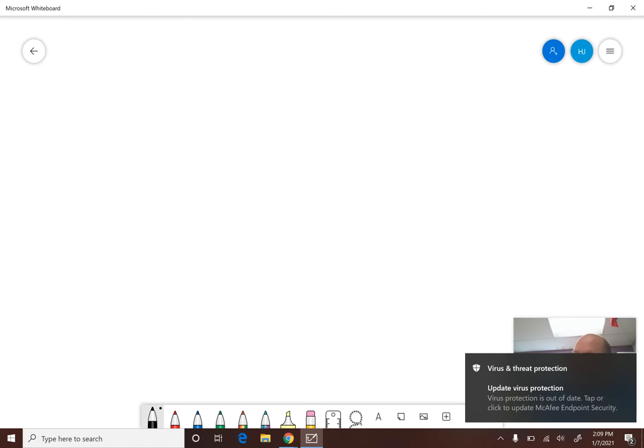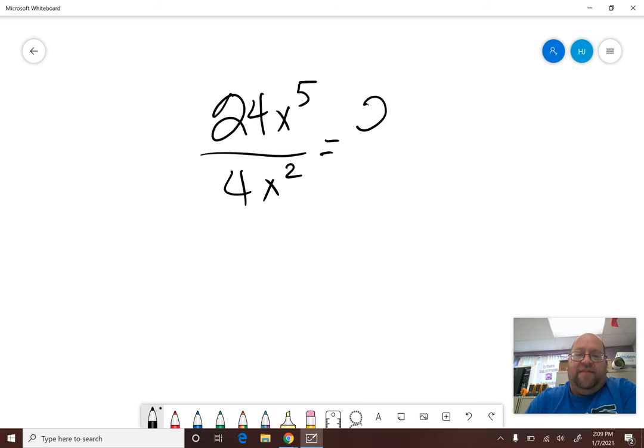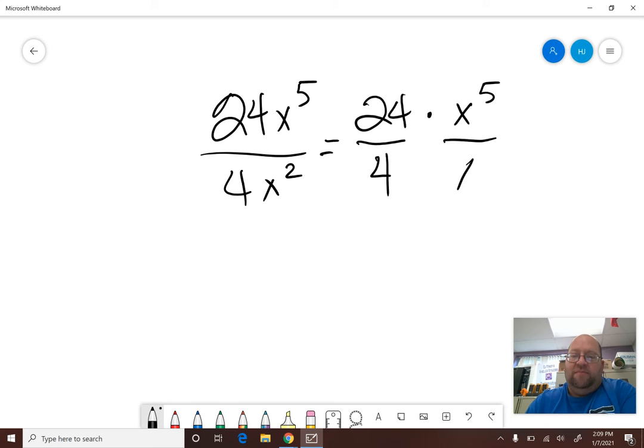Here we go. We've got 24x to the fifth over 4x squared. All right, so again, we're going to use a similar strategy in that we could also split this out, and you don't have to do this every time. I'm just trying to do it to help explain what's going on. But really, I could rewrite this as 24 times x to the fifth. As a matter of fact, I could split these out as two different fractions. That would be perfectly legal for me to do, and the reason being is I could put this back together and it doesn't change the problem at all. So I could literally put the 4 here and put the x squared over here.